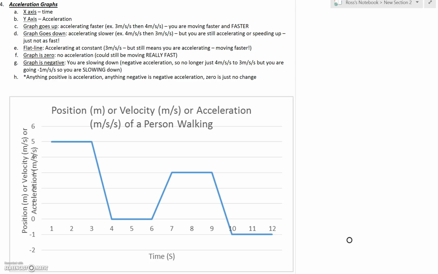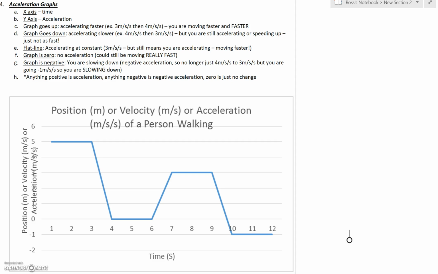This is part 2 of the interpreting motion graph videos. So here we will cover acceleration graphs. Up top here we have the cheat sheet, which tells you everything that happens, whether the graph goes up, down, etc. I wanted to keep that in view so you could see it as we were talking and so I can reference it.